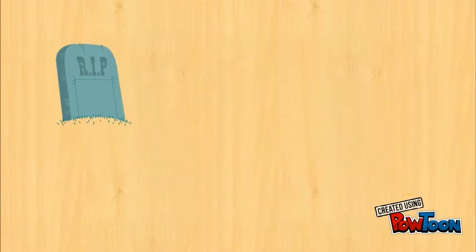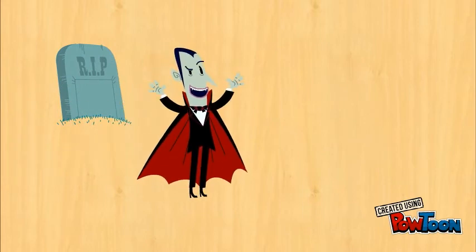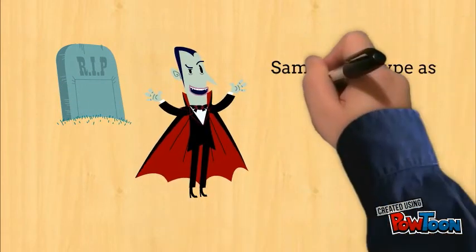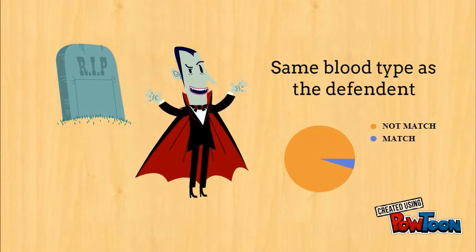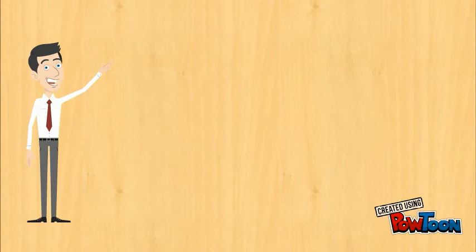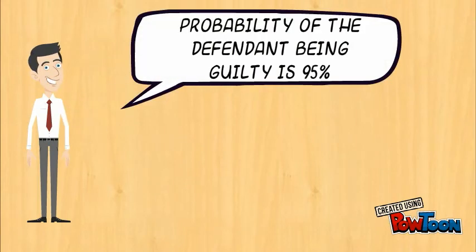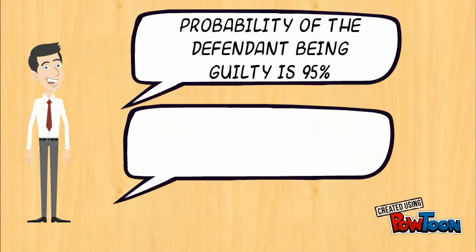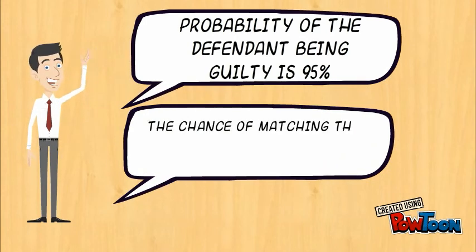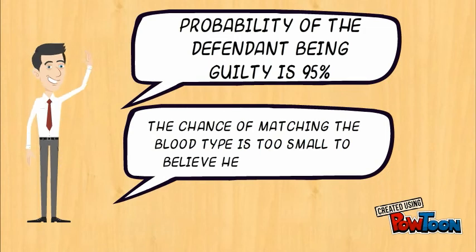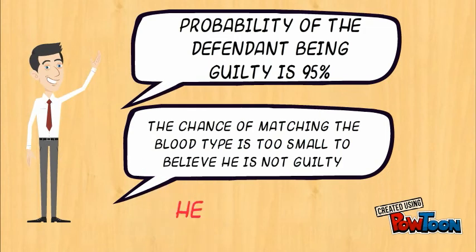For instance, in a murder case, if the murderer is known to have the same blood type as the defendant, and only 5% of the population share the same blood type, the prosecutor would then argue the probability of the defendant being guilty is 95%. In other words, the chance of matching the blood type is too small to believe he is not guilty. Therefore, he must be guilty.